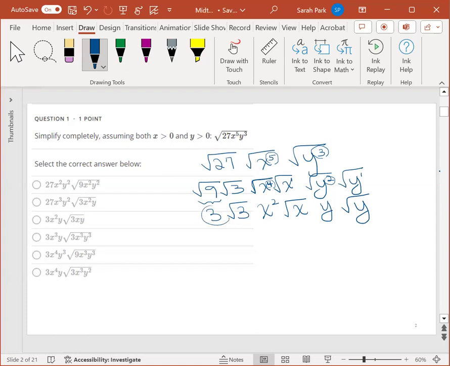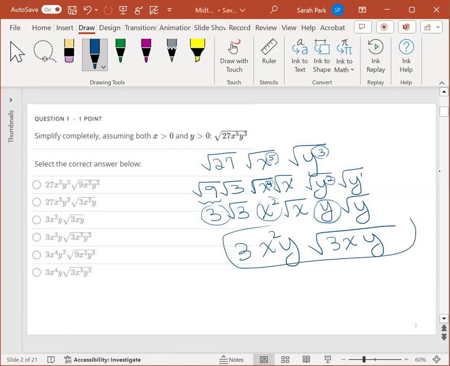We're going to put together everything that came out of the square root together, 3xy, and then put everything that's still under the root together as the square root of 3xy. I forgot the x squared there. And so this is the solution. It looks like it is option or the third option.